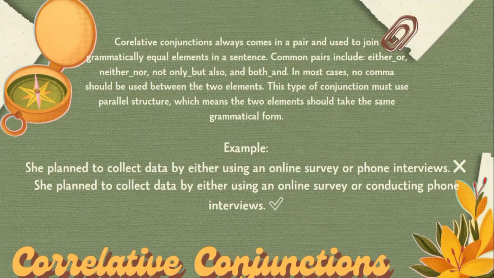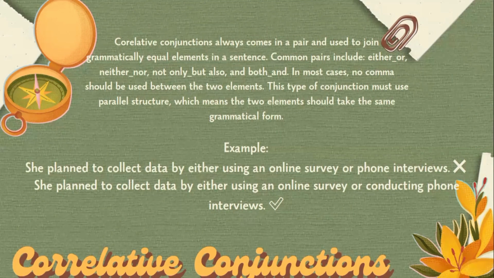And the third is correlative conjunctions. Correlative conjunctions always come in a pair and are used to join grammatically equal elements in a sentence. Common pairs include either, or; neither, nor; not only, but also; and both, and. In most cases, no comma should be used between the two elements. This type of conjunction must use parallel structure, which means the two elements should take the same grammatical form.